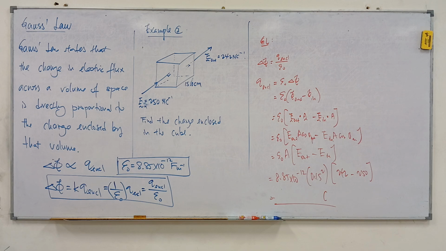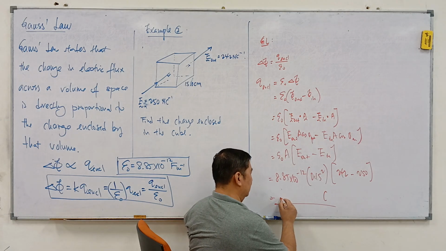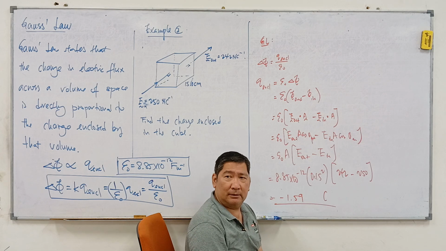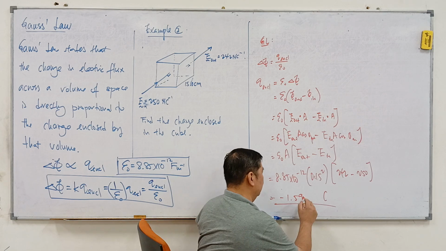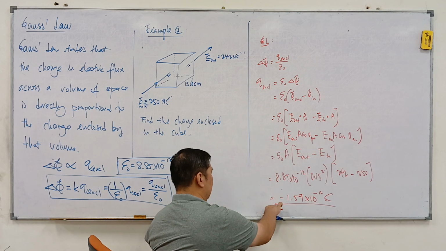Okay, what's the value? It is a negative value, right? So, how much? Negative how much? 1.59, 10 to the power negative 12. Okay? 10 to the power negative 12 coulomb. Right?